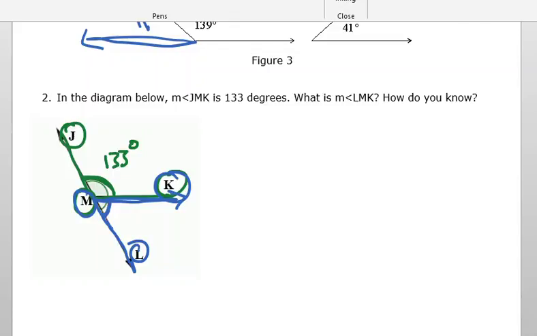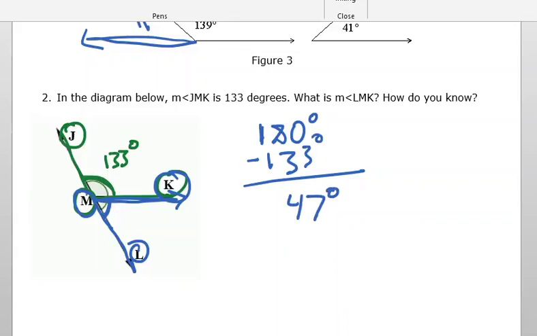So I know that this is a supplementary angle. So I'm going to take that 180 degrees, subtract my 133 degrees. And that is going to leave me over here with a 47-degree angle. And I know because supplementary angles add up to 180. So when I subtract the given angle from the angle that I wasn't given, I know that I'm going to get the rest of that 180.